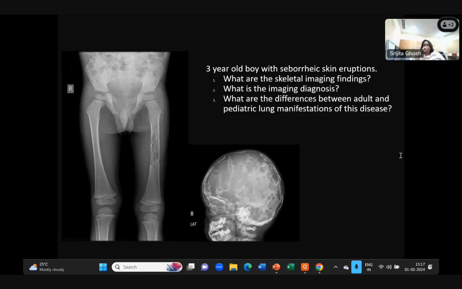What are the differences between adult and pediatric lung manifestations of this disease? Take your time. Do you know about it? Anybody knows about it? Write it. Okay. Where? In whom? Cysts of varying sizes, upper lobe predominance, in whom?